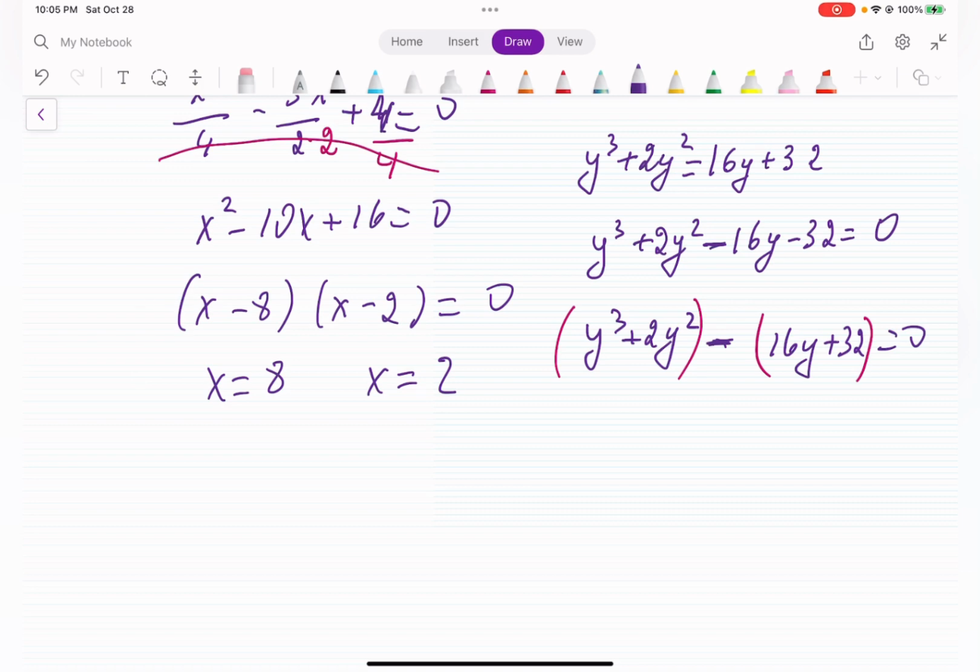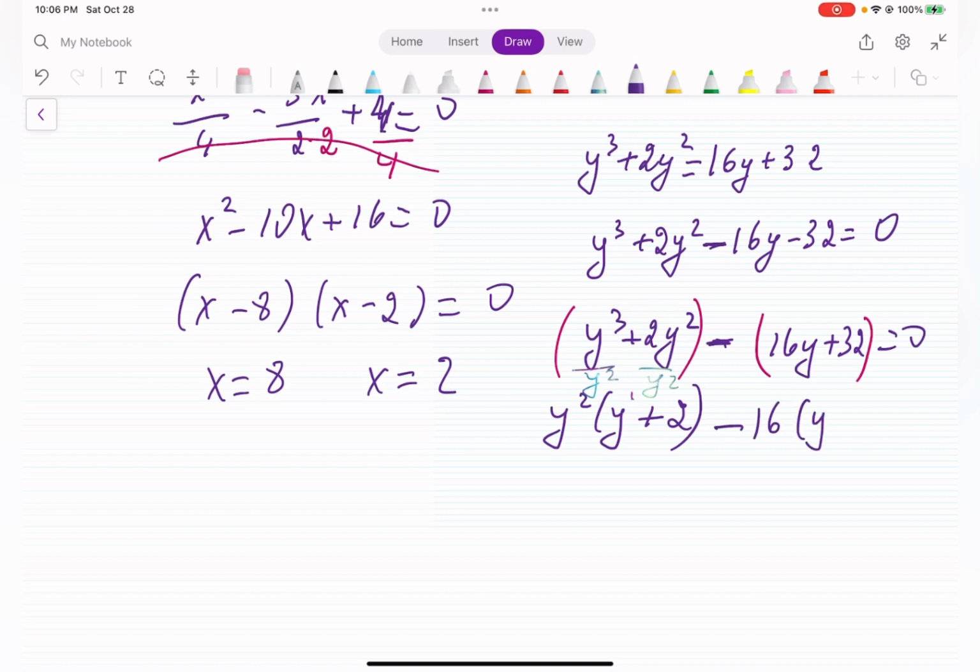Okay, now I'm taking the common factor from y cubed plus 2y squared. So it's going to be y squared, and I will have left y plus 2, right? Because I have to divide. When you take a common factor out, you divide by y squared. So y cubed divided by y squared, you subtract 3 minus 2, get degree 1. Here will be left only 2. And minus 16y and 32, I can take out 16. And I will get y plus 2 equals 0.